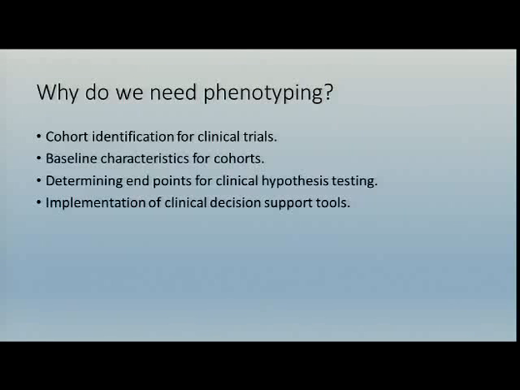Determining endpoints for clinical hypothesis testing, that's also one of the things where phenotyping is very important. One of the very common examples is looking at CV outcomes when we do clinical trials. CV outcomes are a composite of strokes, MIs, heart failure, hospitalizations. All of these are endpoints that can be phenotyped from an informatics perspective.